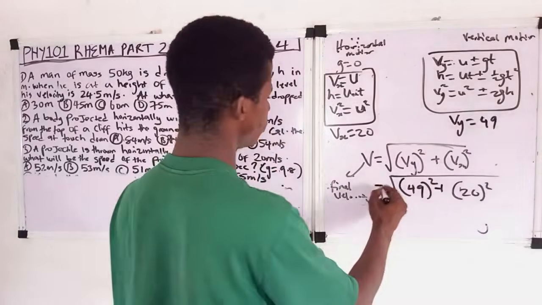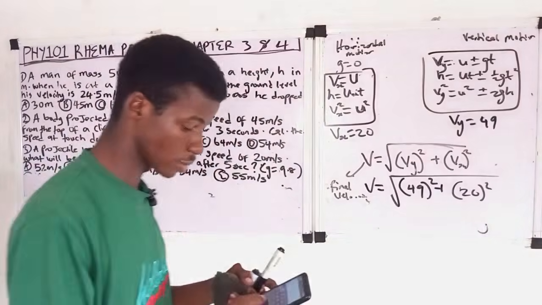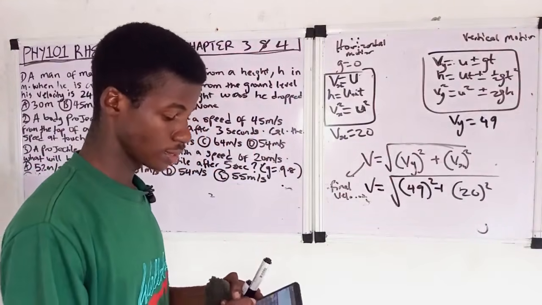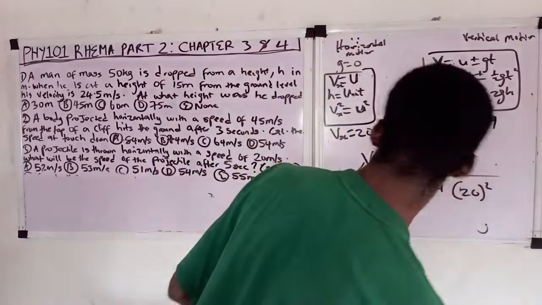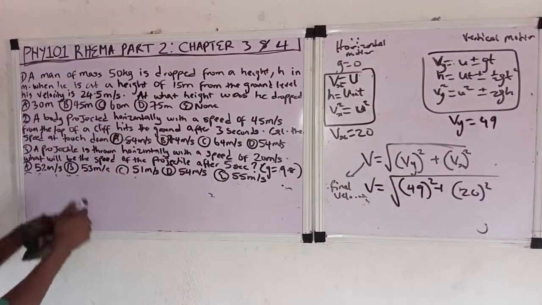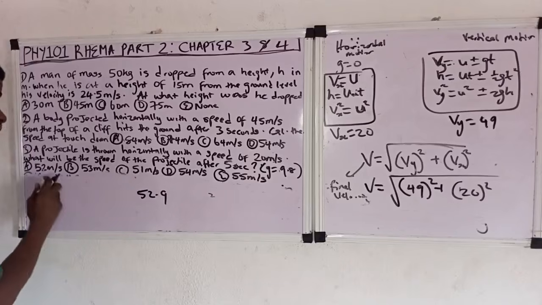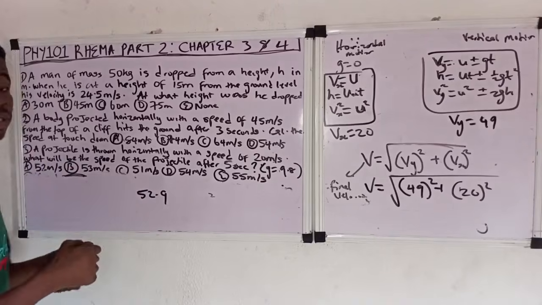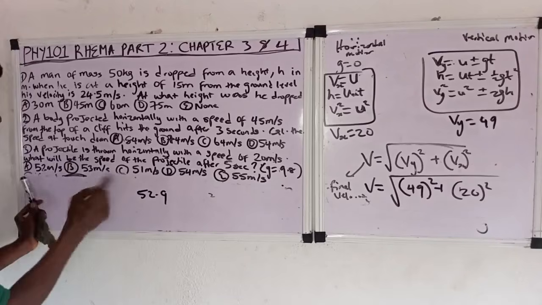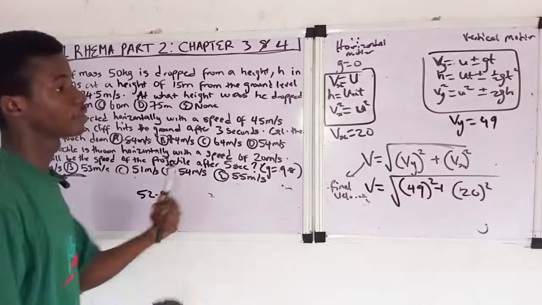Now let's do it straight and get our v. Let me use my calculator. Square root, bracket open, 49 all squared, plus bracket open, 20 all squared. So the answer is 52.9. Okay, we have 52, we have 53, 52.9. The closest, I think, is this one, B, 52.9. B is 53, so approximately that would be 53. This option is 52, this one is 53. So I'll choose 53.